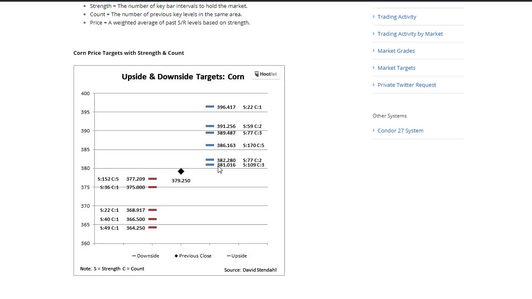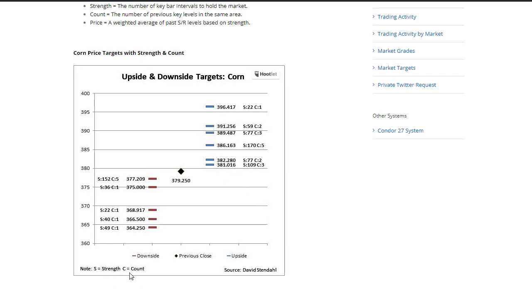What you're really looking at is what is the number. In this case corn, it's quoted at 381, is the price level that has a strength, S for strength, 109. So that's a high number. The higher the number, the stronger the resistance. The C represents count. There are 3 resistance levels in that vicinity that are pointing to the fact that this is pretty strong.